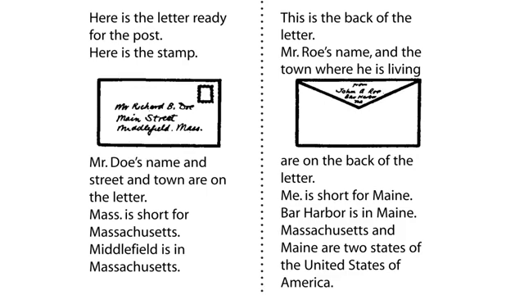MASS is short for Massachusetts. Middlefield is in Massachusetts. This is the back of the letter. Mr. Rowe's name and the town where he is living are on the back of the letter. ME is short for Maine. Bar Harbor is in Maine. Massachusetts and Maine are 2 states of the United States of America.